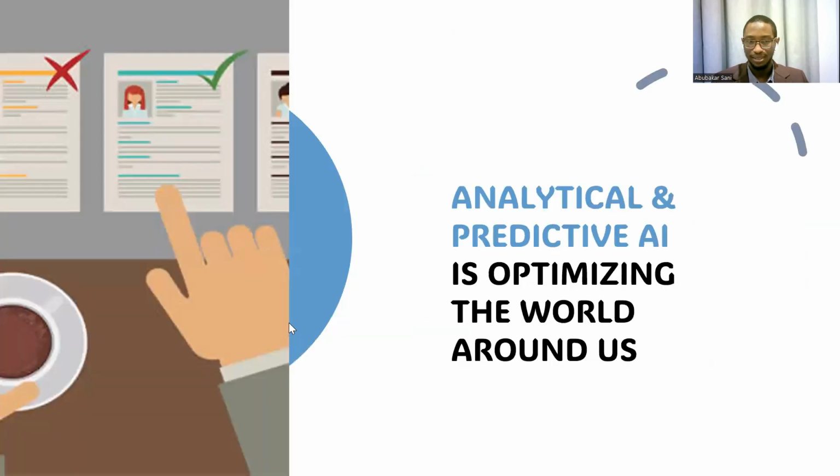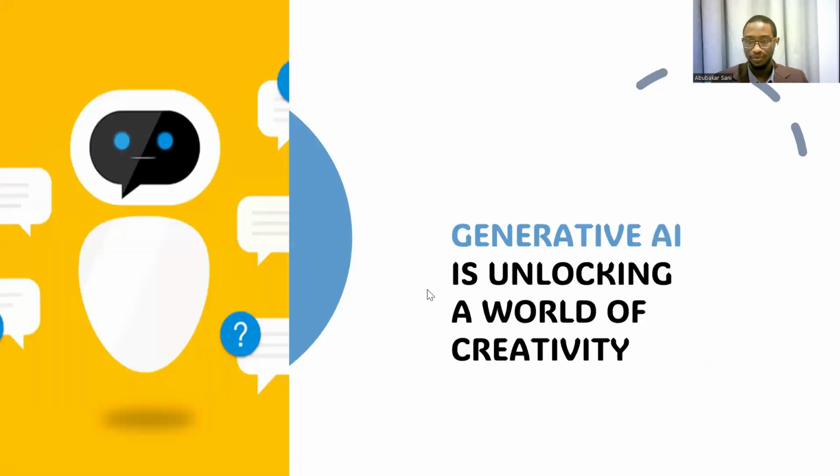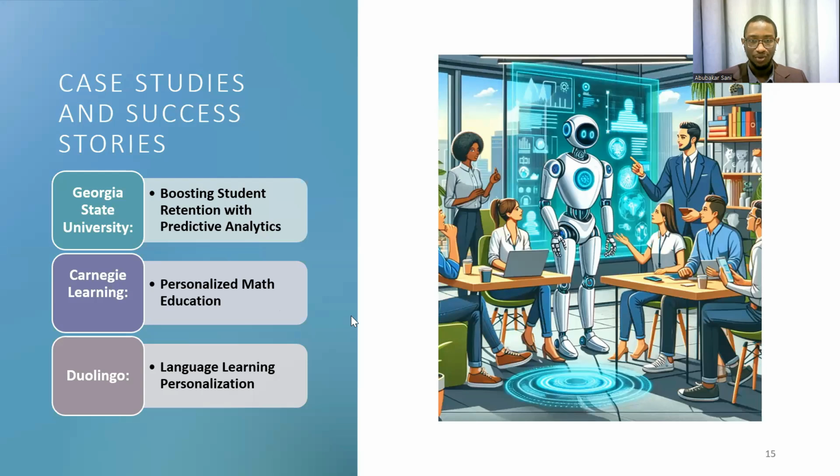All right, so let's look at others. The first type of AI, we said we have predictive, generative, and multimodal. So let's look at predictive. Who has used predictive? We have Georgia State University. They use predictive AI to boost student retention. They understood that some of their students were dropping out, so they provided background data of each student, and the AI was able to identify at-risk students with a propensity of dropping out very early.